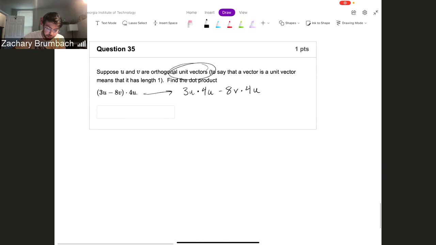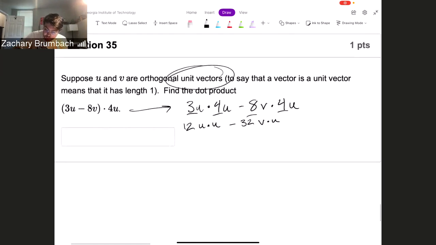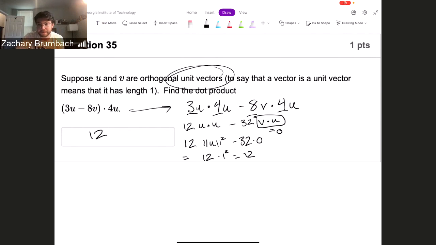And these numbers, we can multiply through like this. So we take them out, we say 12u dot u minus 32v dot u. And we know that they are orthogonal and unit vectors, right? So v dot u equals 0, because for two orthogonal things, their dot product is 0, they're not parallel at all. And u dot u is the same thing as the magnitude squared. So that's equal to the magnitude of u squared, which is 12 times 1 squared, which is just 12. Does that make sense?